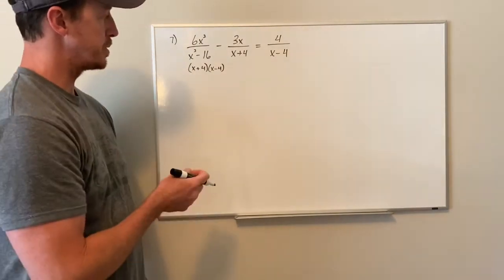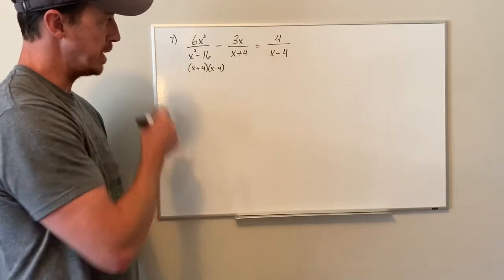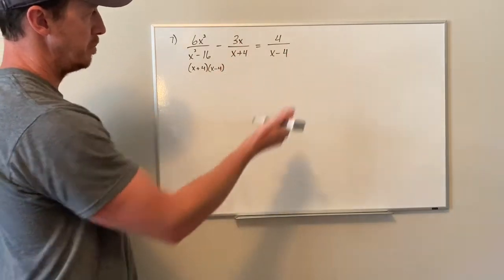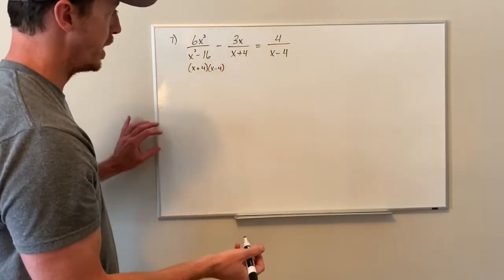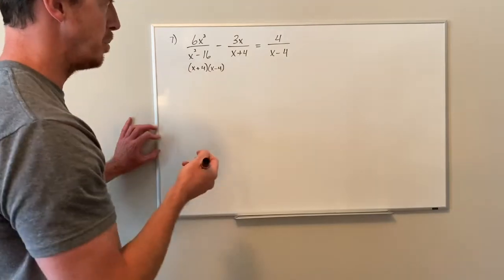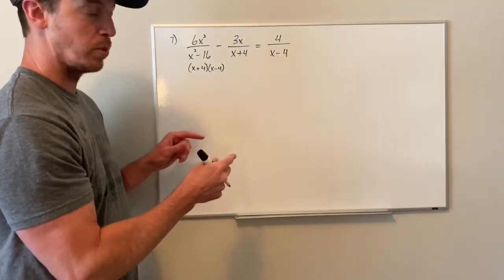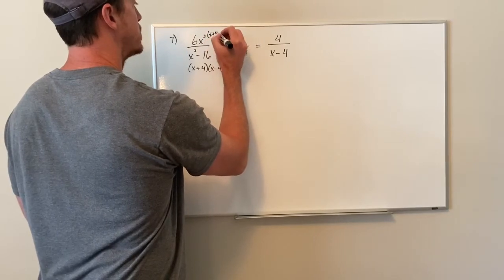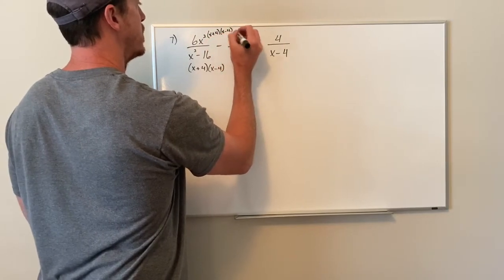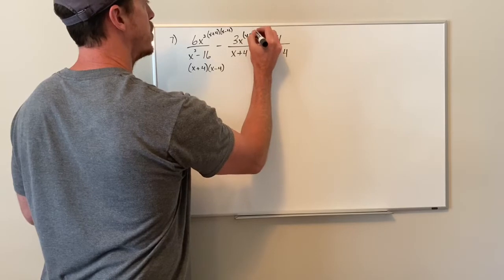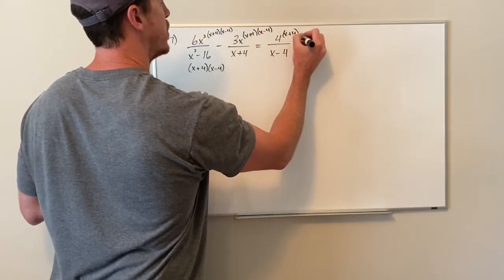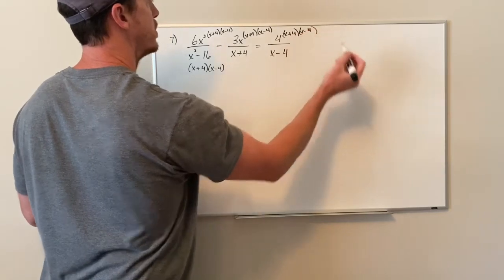That first one is the difference of squares. Factors would be x plus 4, x minus 4. And again, looking at my three denominators that I have here, it's pretty obvious that my least common multiple is going to be x plus 4, x minus 4. So, x plus 4, x minus 4 for each term.